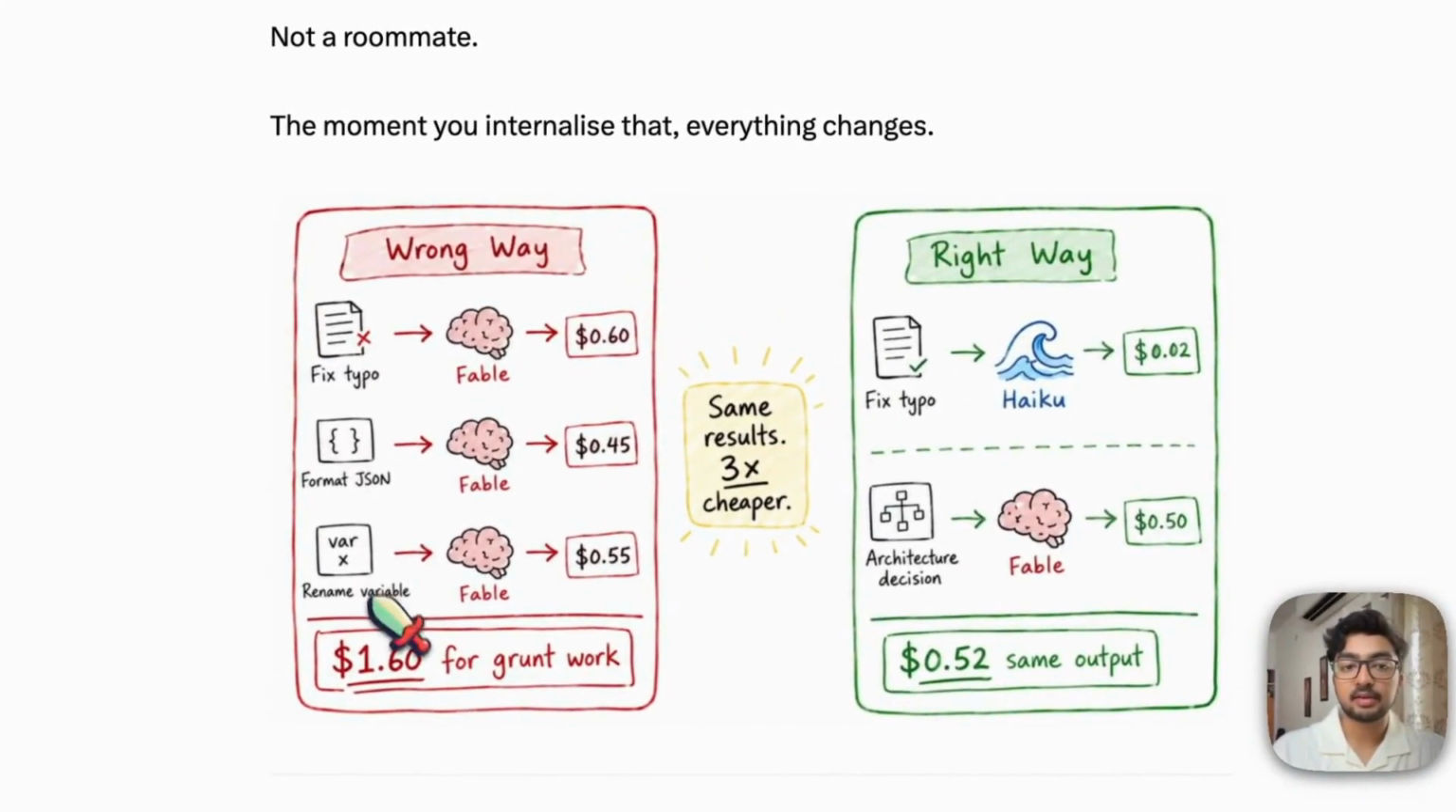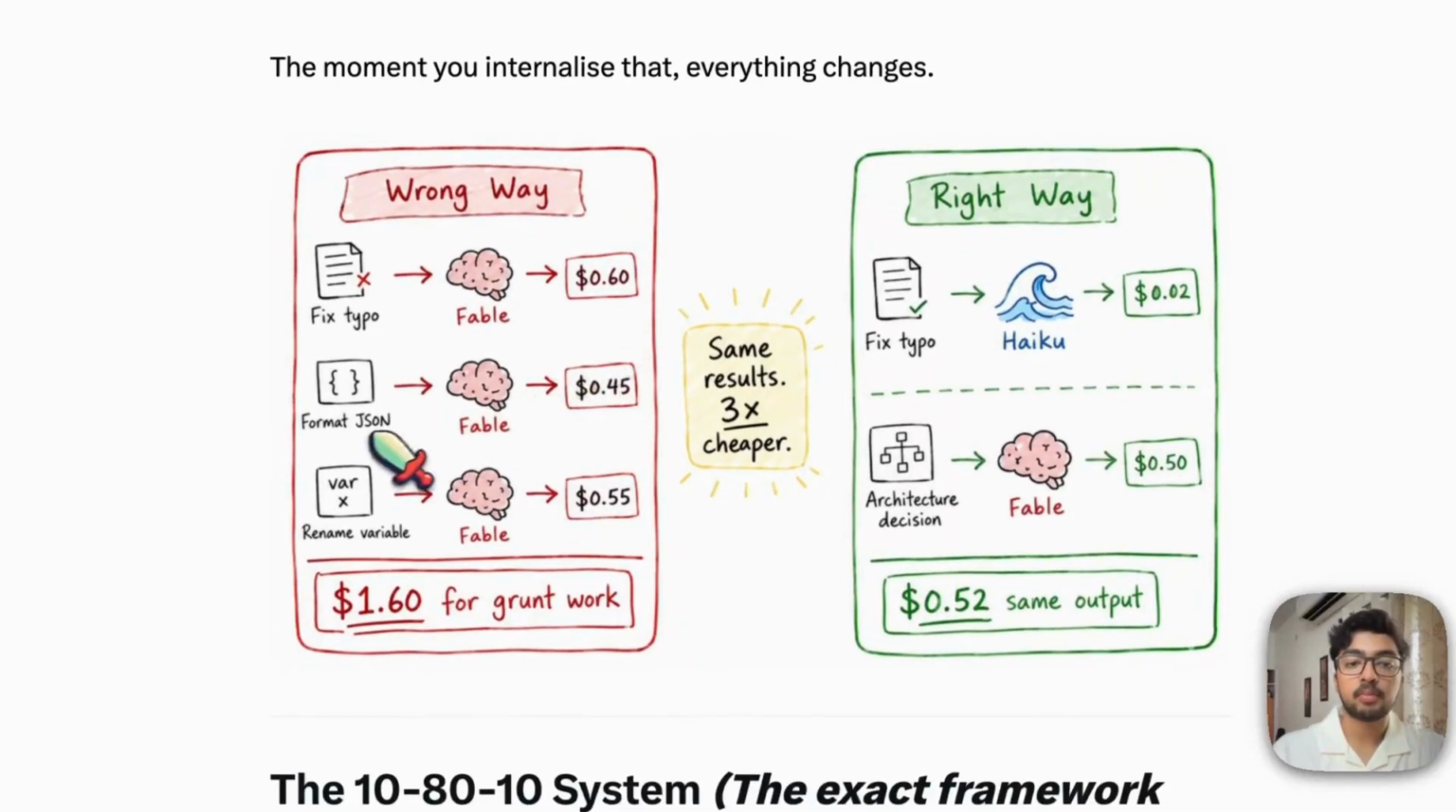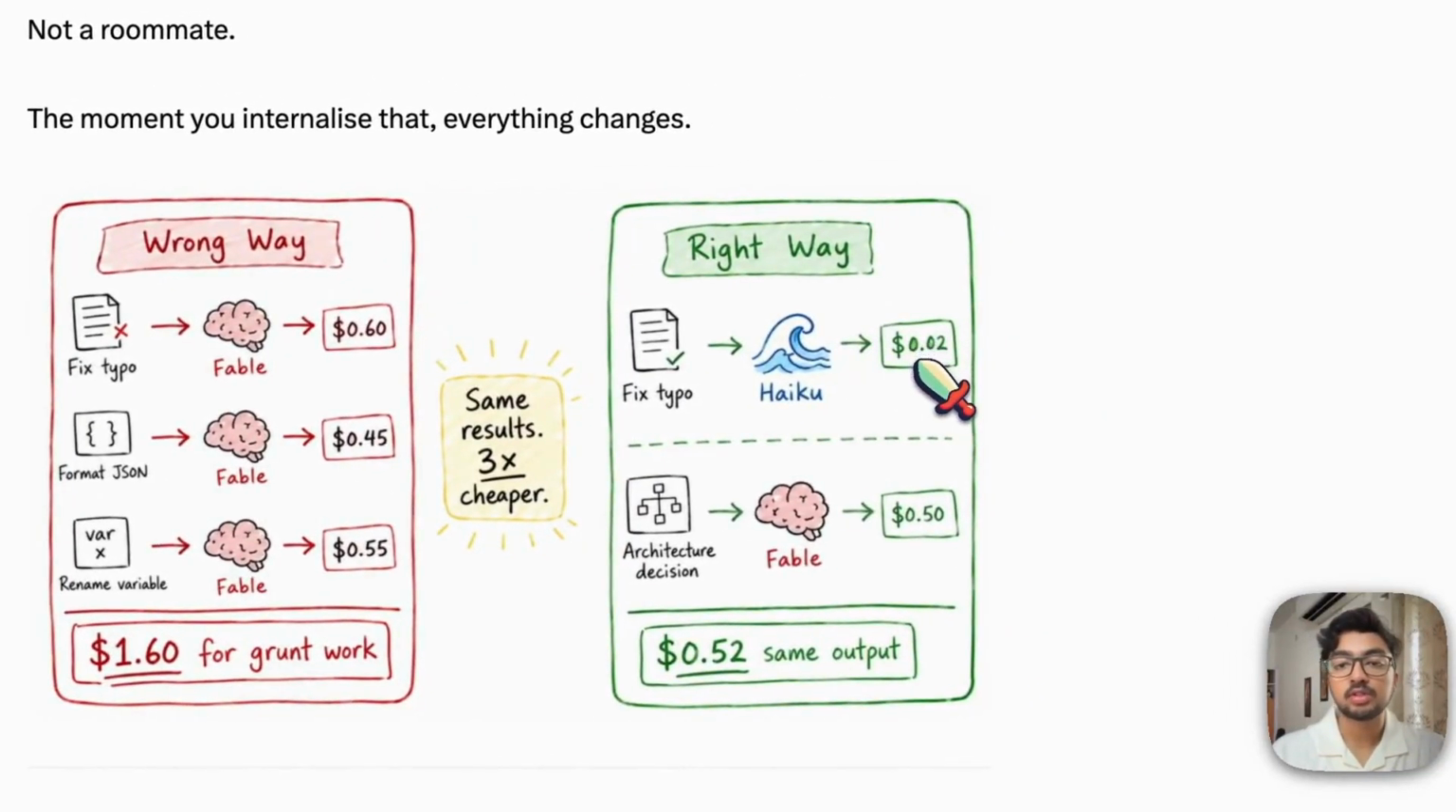You can see in the diagram that fixing a typo with Fable would almost cost you $0.6, right? Formatting JSON would cost you around $0.4. But if you do the same task with Haiku, that will cost you around $0.02. So understand the task that you're trying to do, and based on that, select a model. This is something that we can keep in mind. All the grunt work can be done with a cheaper model.